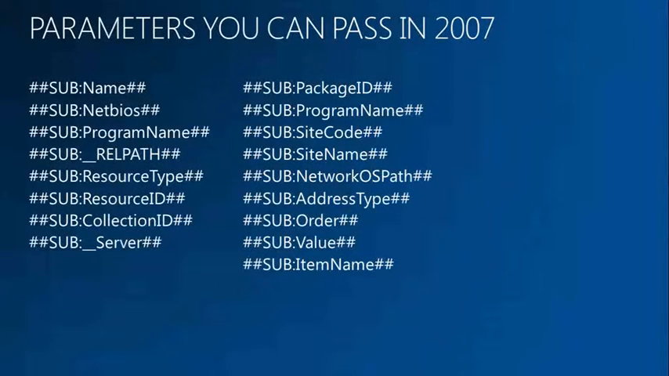What parameters can you pass in 2007? Microsoft has no formal documentation on what is passed from the console. All you have to do is what most people have done: go through the console, which is itself XML-based, and just rip through it and pull anything with double hashtags out. As it was in 2003, we have name and NetBIOS.